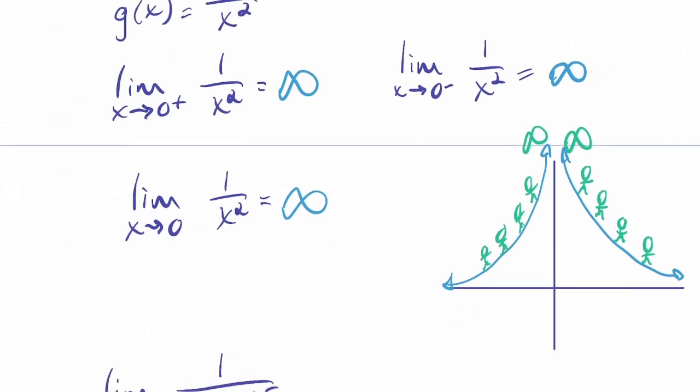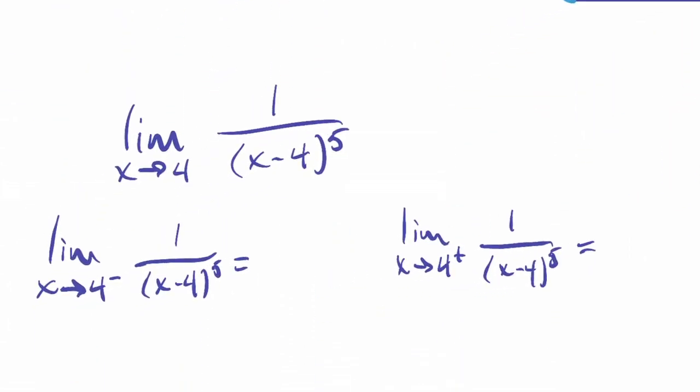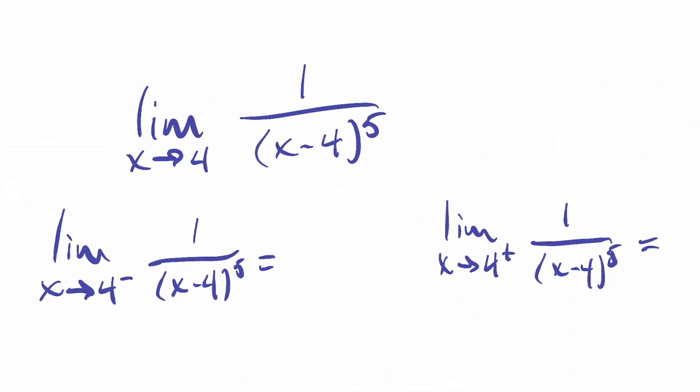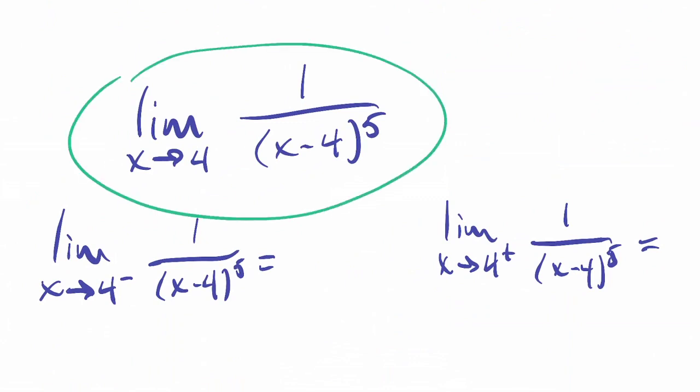Okay, so the next example is just a variation on that, a little bit harder, a little bit more detail. For this one, you can't always tell just by looking at it. The limit as x goes to 4 of 1 over (x minus 4) to the fifth power. This is a little bit more involved because of the 4 and the 5. We have a bigger exponent, and we also have subtraction in those parentheses. So this is a little bit more complicated.